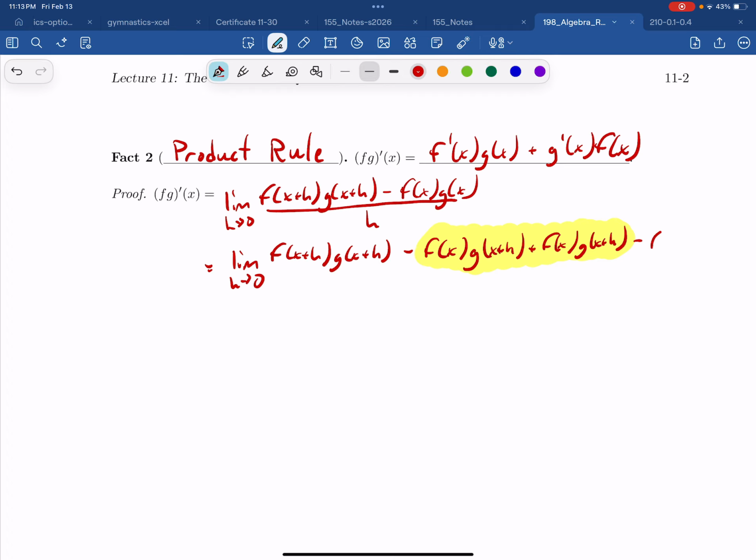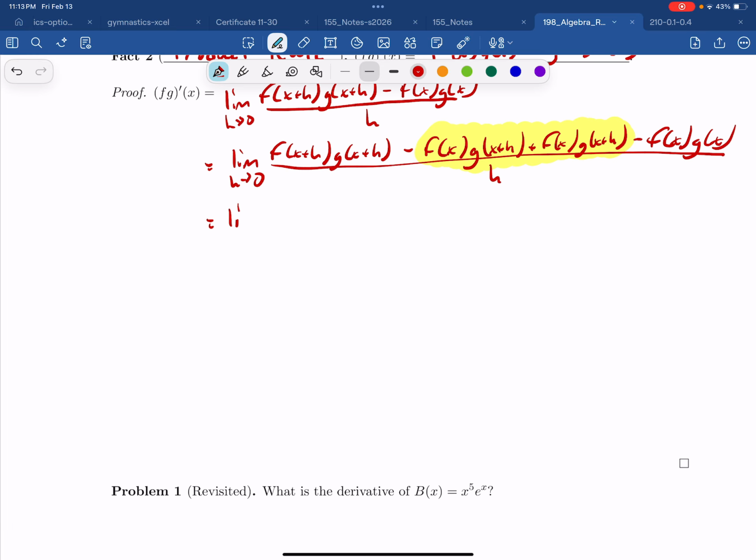Okay, and then we're just going to keep what we had before, and this is all over h. Okay, why would I do that? Well, you can rearrange things pretty nicely when you do things this way. We're going to arrange these first two terms on the top together, and then these last two terms on the top together. Okay, so we're going to get f of x plus h, g of x plus h, minus f of x, g of x plus h, all over h.